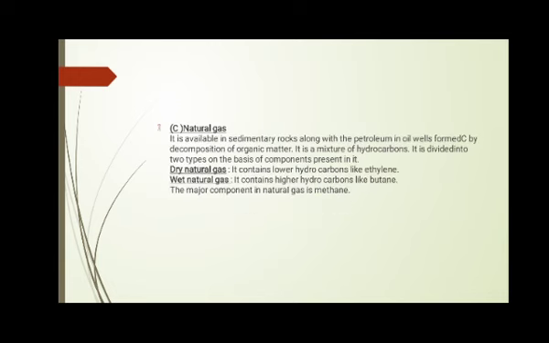Next one, natural gas. It is available in sedimentary rocks along with petroleum in oil wells, formed by decomposition of organic matter. It is a mixture of hydrocarbons. It is divided into two types on the basis of components present in it: dry natural gas and wet natural gas. Dry natural gas contains lower hydrocarbons like methane and ethane or ethylene. Wet natural gas contains higher hydrocarbons like butane, pentane, hexane.